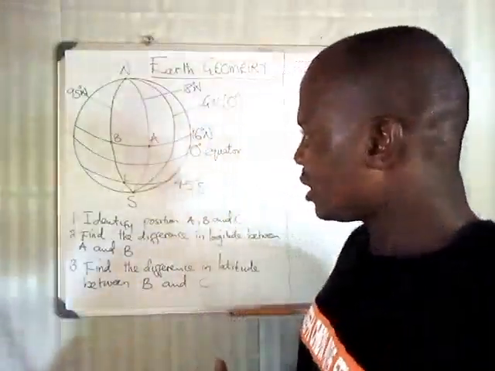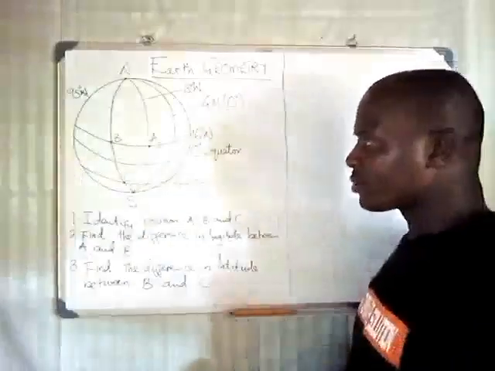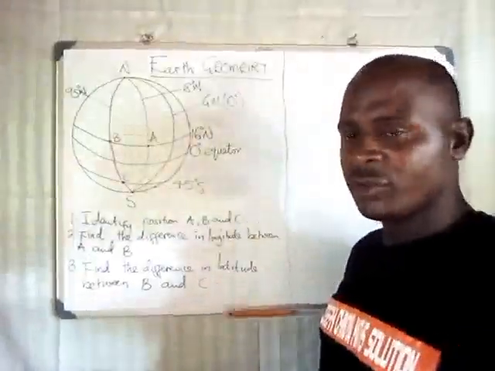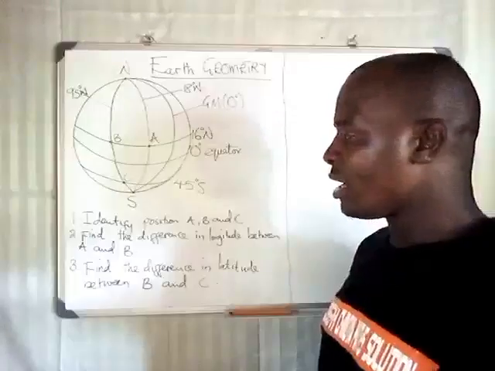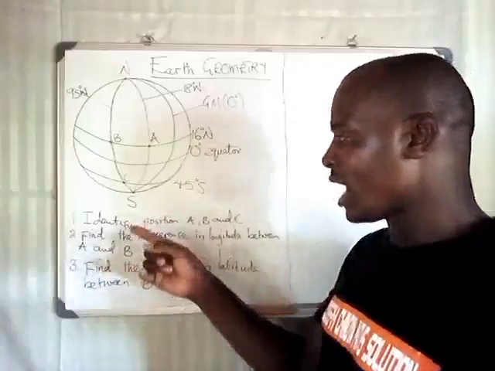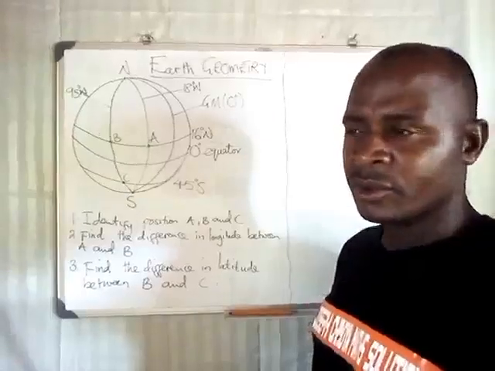So let's go through it. This is the diagram we have been given, which is the earth geometry itself. Then the questions are to identify. Question number 1, identify positions A, B, and C.